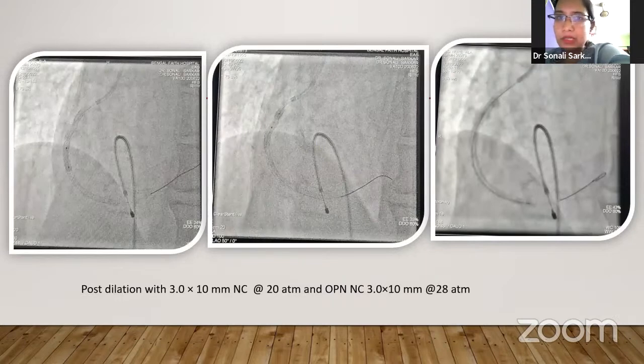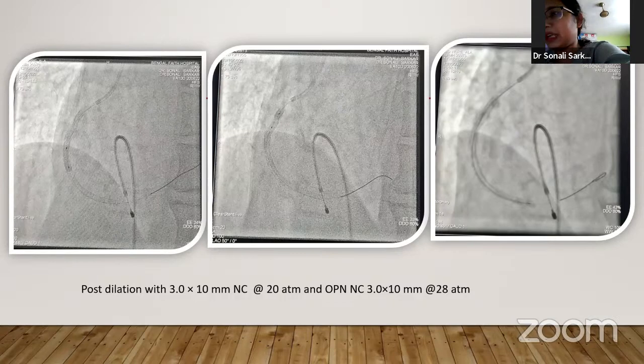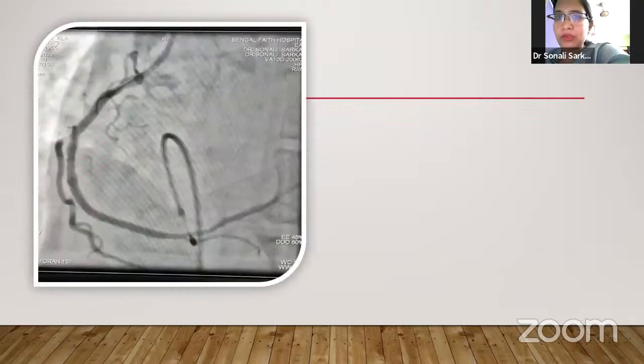Post dilation was a 3 into 10 millimeter NC at 20 atm, but even then, from the stent boost only, we could see that the stent expansion was not good, so we had to use an OPN NC. For the mid and the proximal portion, the mid we inflated at 28 to 30, and the proximal stent edge we had to inflate to about 32 atm. Next slide. So this is the final result after doing the stenting of the RCA.